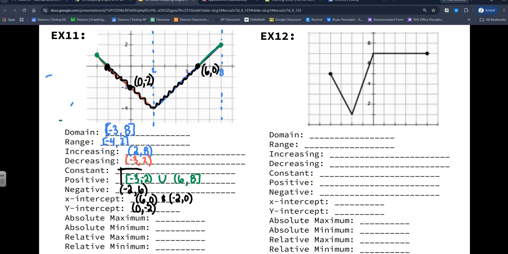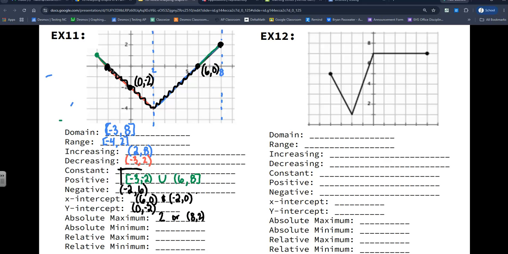Okay. Now, this one's a little bit different as far as absolute maximums, minimums, and stuff go, right? Because your absolute maximum looks a little different than it did on the last problem. Anybody think they know what the absolute maximum of this one's going to be? 2. It's this point right here. Okay? So the absolute maximum is 2. Or you could call it 8, 2 if you want to give the point.